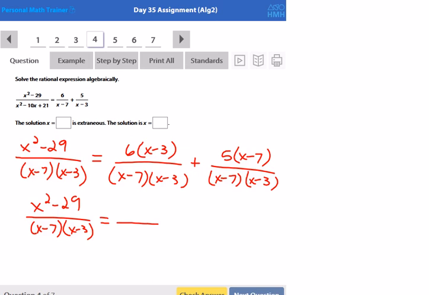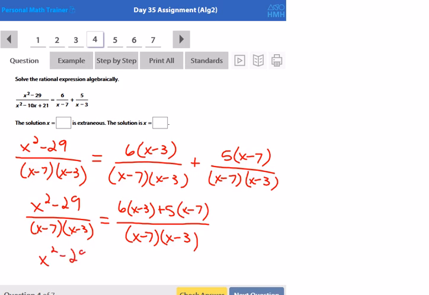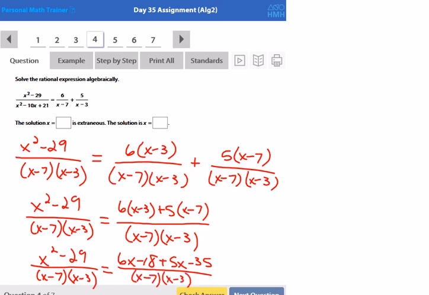And I could now accomplish what I wanted to here, which was to have a single fraction. I can bring the denominators together. Since I'm adding, I could just say, 6 times x minus 3 plus 5 times x minus 7. And so x squared minus 29 over x minus 7, x minus 3 is equal to 6x minus 18 plus 5x, I'm just distributing, minus 35 over x minus 7, x minus 3.